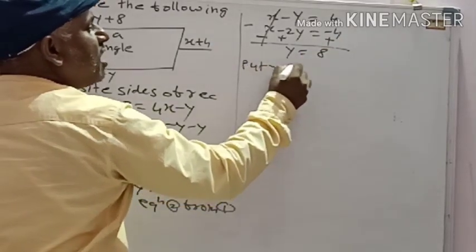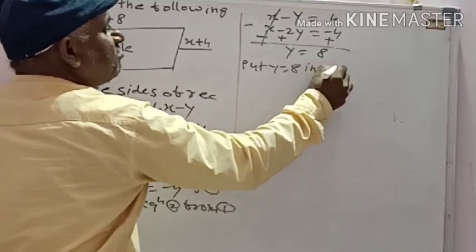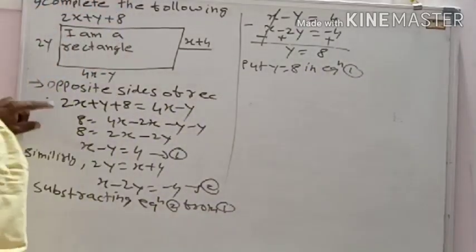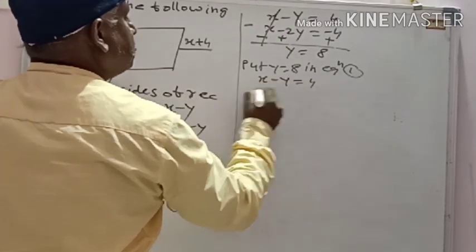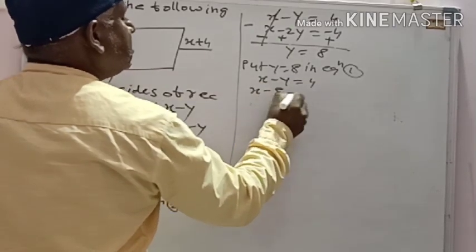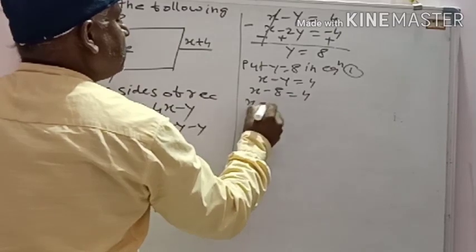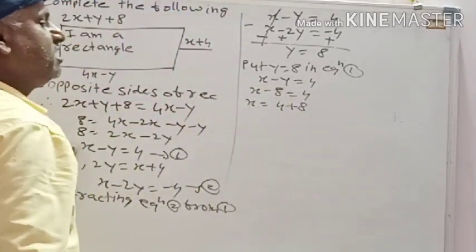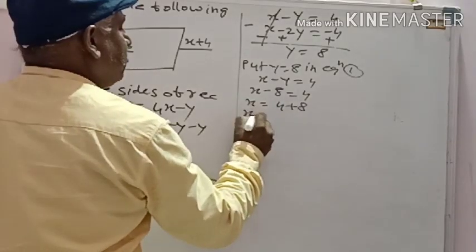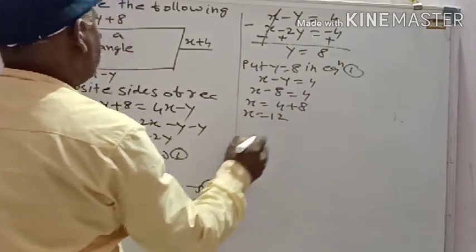Put y is equal to 8 in equation 1. Equation 1 is x minus y is equal to 4. Therefore x minus 8 is equal to 4. Therefore x is equal to 4 plus 8. Minus 8 goes to the right hand side, therefore it is plus 8. Therefore x is equal to 12.